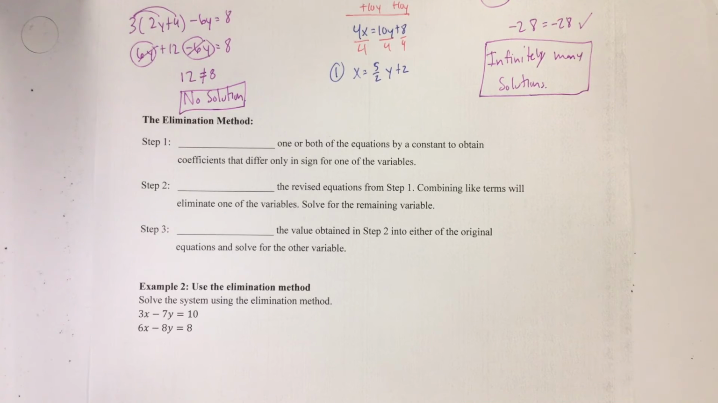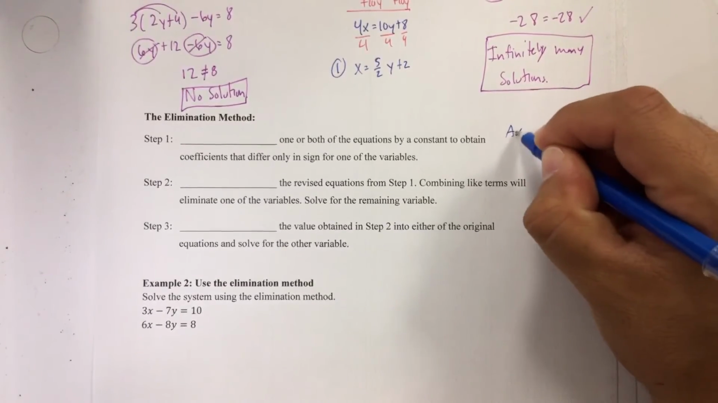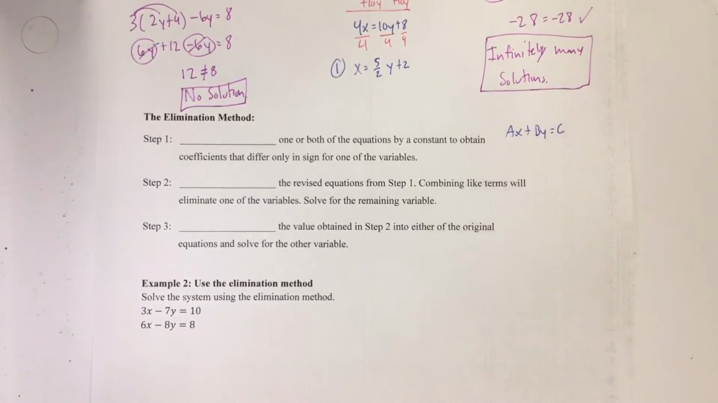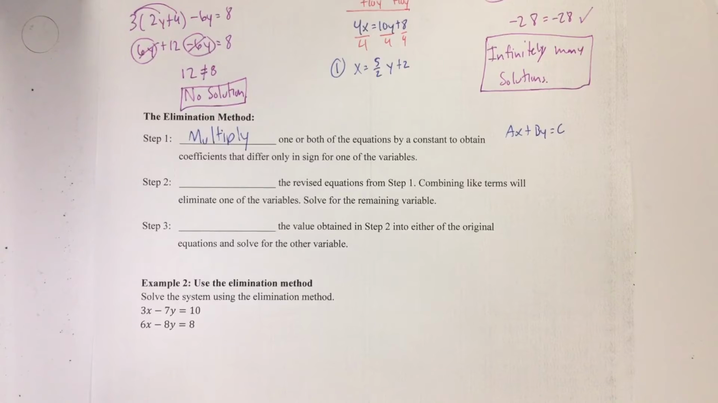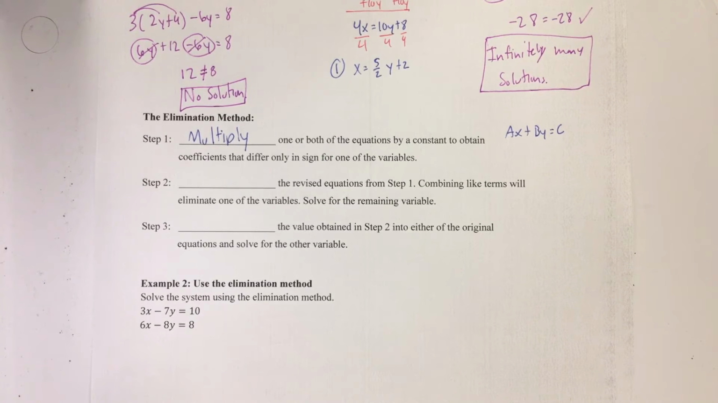So this method is just another way to solve systems, and this one is when your equations are in standard form. Standard form of a linear function looks like this: ax plus by is equal to c. All right, so step 1 says multiply one or both of the equations by a constant to obtain coefficients that differ only in sign for one of the variables. Step 2: add the revised equations from step 1.